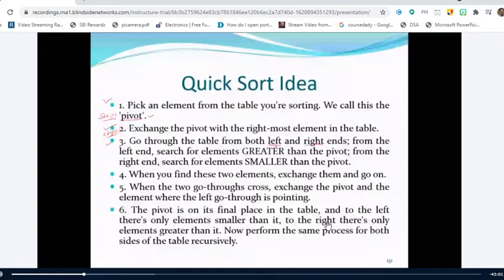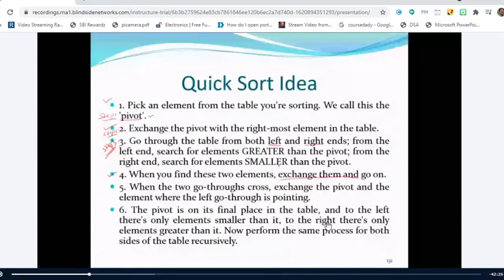When you reach the situation where the left pointer points to an element greater than the pivot and the right pointer points to an element less than the pivot, you stop and swap those two values, and then continue the process. This step is very important. We'll see it with an example, don't worry. Whenever you find these two elements, exchange them and go on. This is step 4.